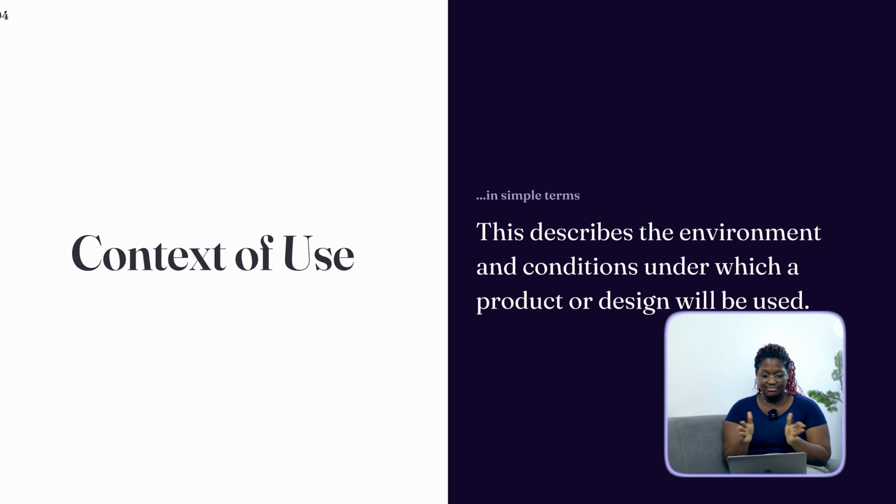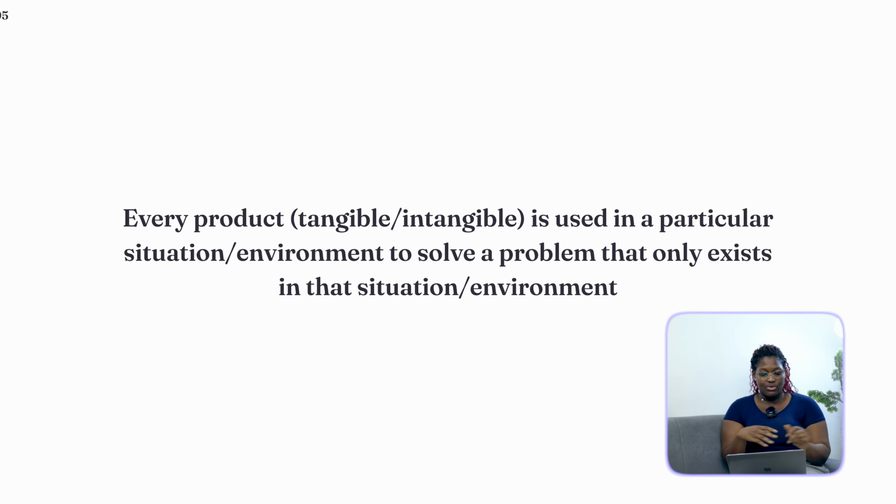So, definition in my very simple terms: context of use describes the environment and conditions under which a product or design will be used. I don't know how basic this can get, but essentially you are using something, digital or physical. It's helping you solve a problem, but that problem only exists within the context in which you're using the solution, and that is basically what context of use is. So I have here: every product, tangible or intangible, is used in a particular situation or environment to solve a problem that only exists in that situation or environment.